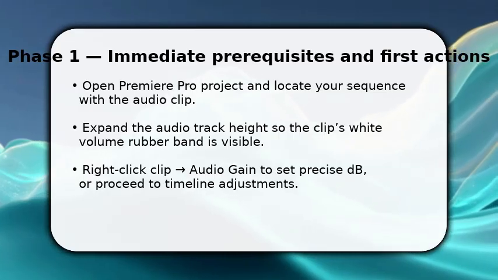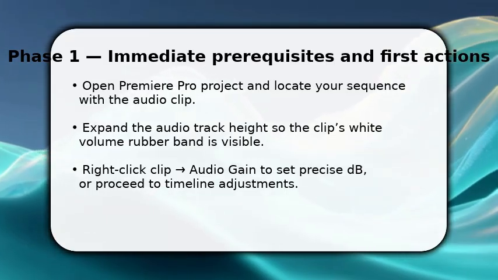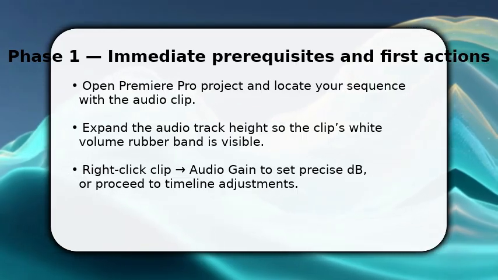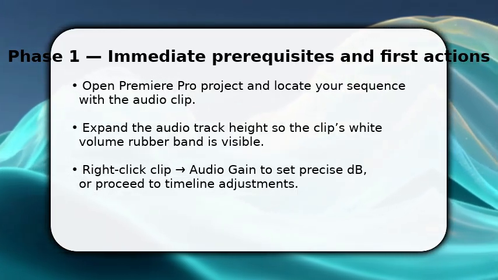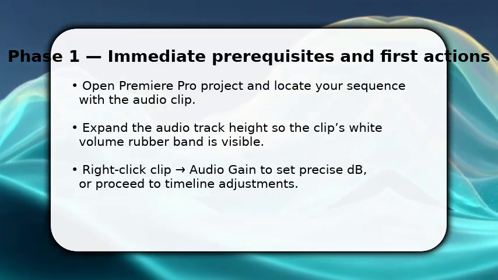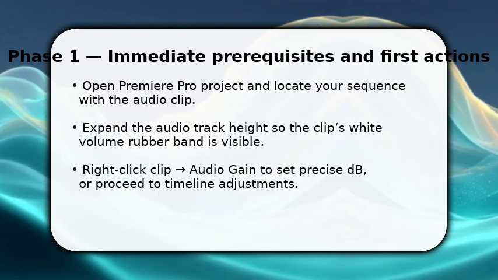You already have your sequence open, so start by finding the audio clip you want to change. First, expand the audio track height so the clip's white volume rubber band and waveform are easy to see. This helps you judge loudness visually. Next, right-click the clip and choose Audio Gain if you want an exact decibel offset. That's faster for consistent levels.